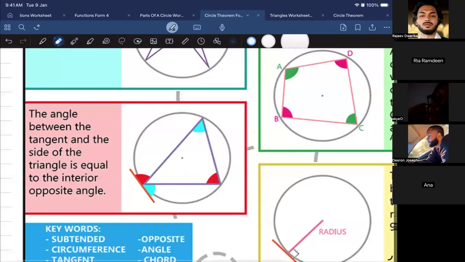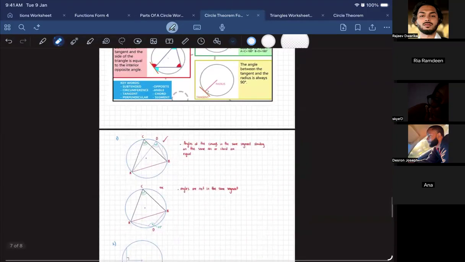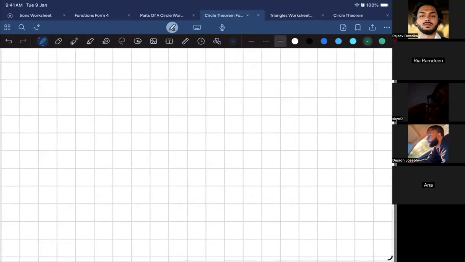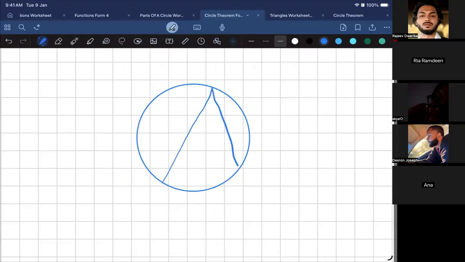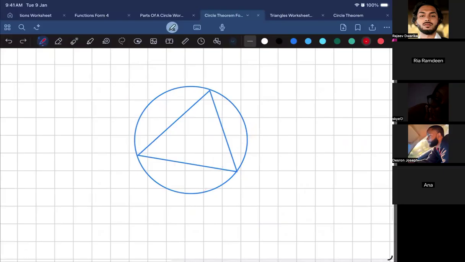The hardest theorem to understand is probably this one: the angle between the tangent and the side of the triangle is equal to the interior opposite angle. So before I go, let me just show you that one real fast. Everybody knows what a tangent is, and what a triangle is. So imagine I had a triangle inside of a circle, and imagine I had a tangent. Jada, was anything here confusing? Do you know what a tangent is? Yes. So nothing confusing here.